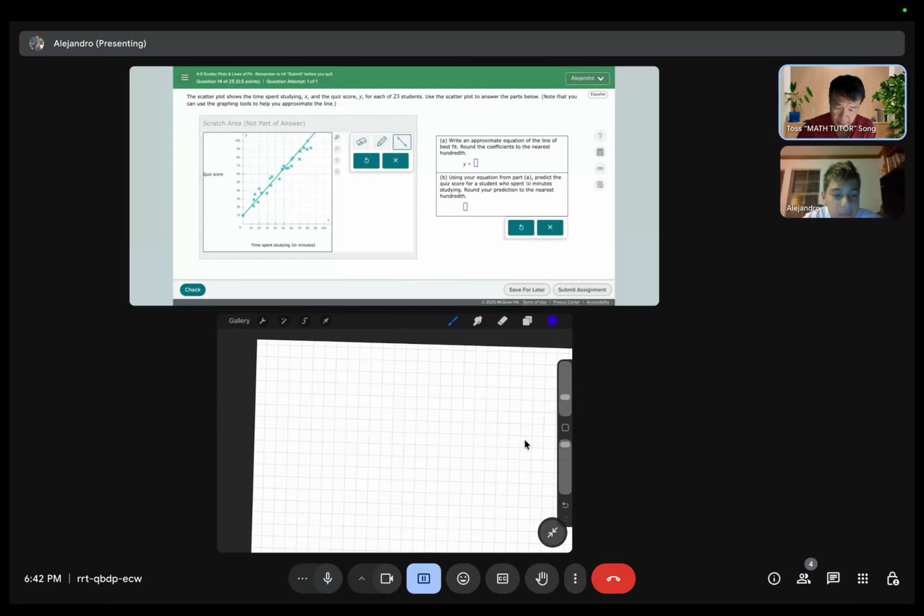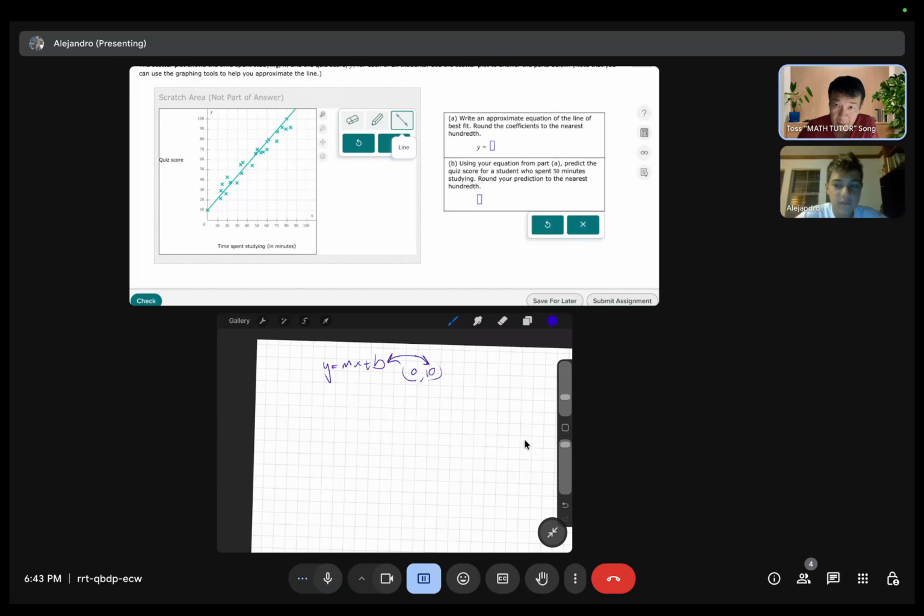Okay, same thing again. We're gonna do y equals mx plus b, and the b we got is gonna be from 0 comma 10. The b and the x1 y1. So it'll be 0 comma 10, x2 y2 will be 80 comma 100. Okay, so we do m. M is gonna be y1 minus y2, 10 minus 100, and then x1 minus x2, 0 minus 80.